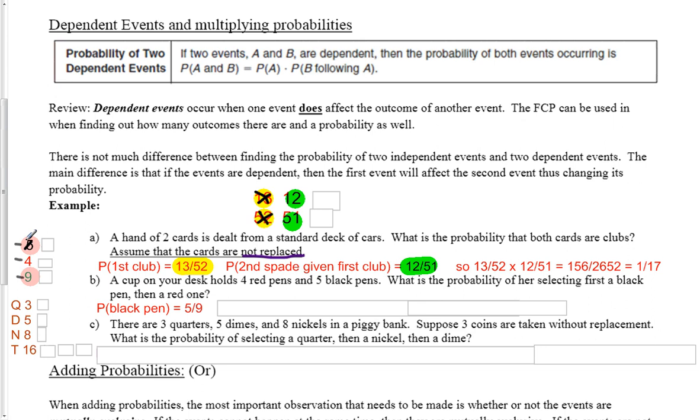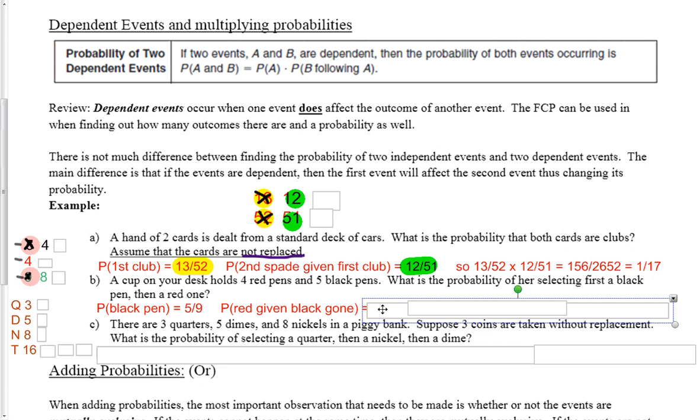Now because we pulled one black pen out, we have to modify our numbers. So we're down to 4 black pens and 8 total pens. Our red pens did not change. So the probability now of getting a red pen, given that we have already pulled a black one before, that's why I wrote it, probability of red given that a black one is gone, is just going to be what we have left. We have 4 red pens out of 8 total. So 4 out of 8. I'll highlight this in pink so you know where this came from.